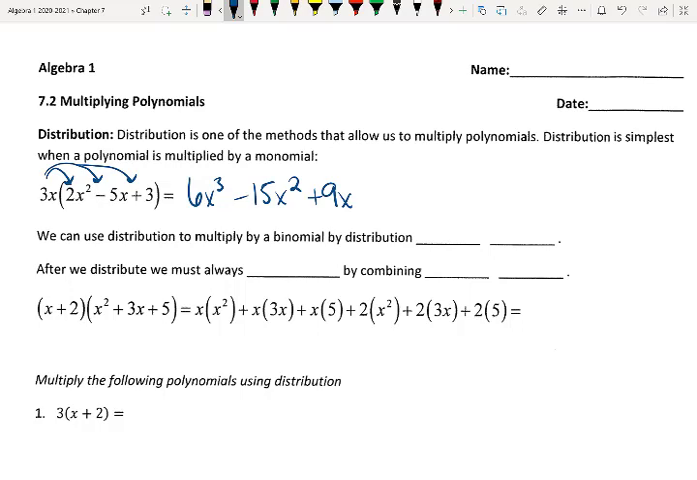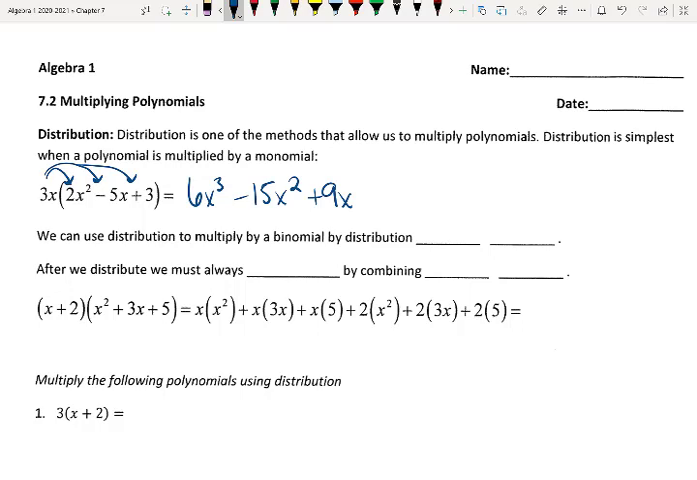Here, just make sure when we're multiplying the individual terms together, we're following those exponent rules. So our product rule tells us that we multiply the coefficients together, and then for our exponents, we add those together. So that's why 2x squared times 3x, 2 times 3 gives me 6, x to the first times x squared gives me x to the third, because you add those exponents together.